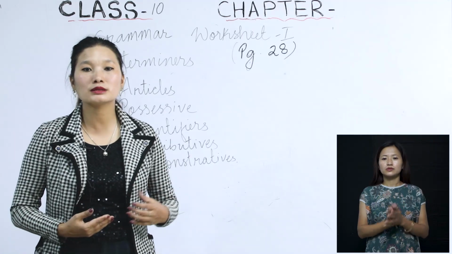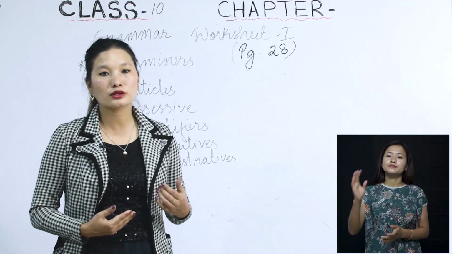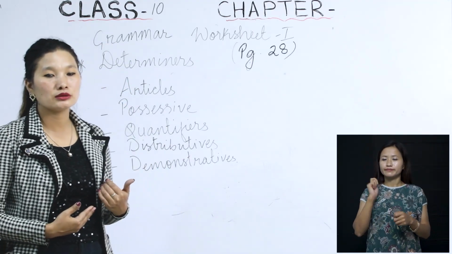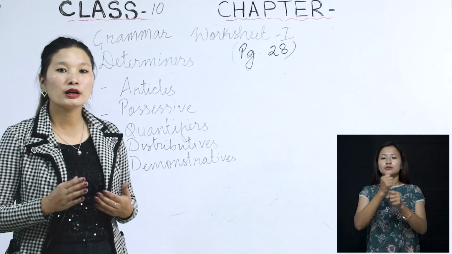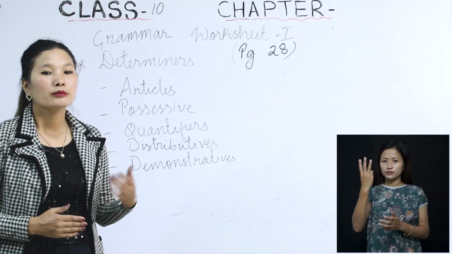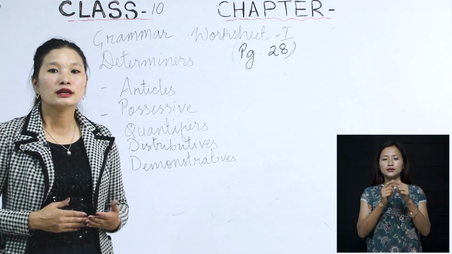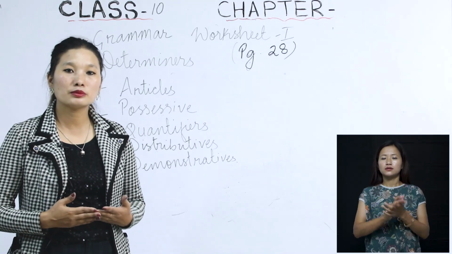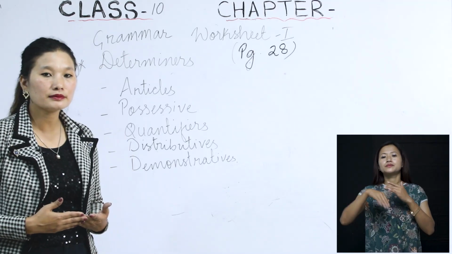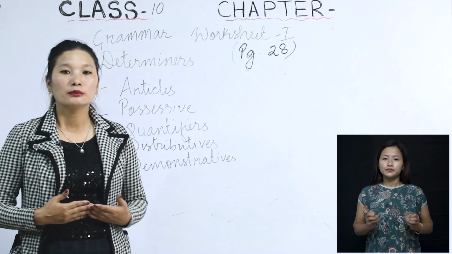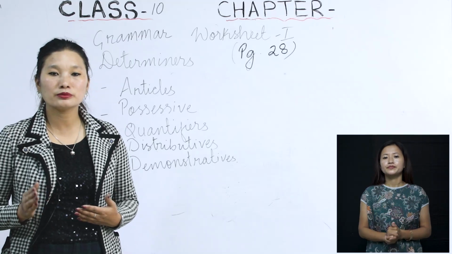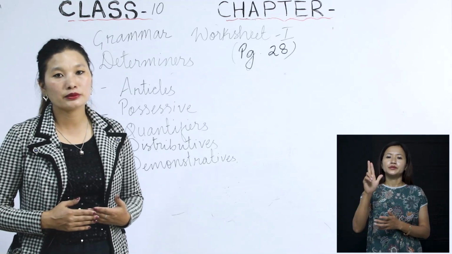So I'm going to re-explain to you the first worksheet. It starts from page number 28 and the following pages. We have three main topics here, but today we will first discuss determiners, and then we will also go to the subject pronoun agreement. Okay, if you are ready with your book, please flip your pages to page number 28 and get ready.